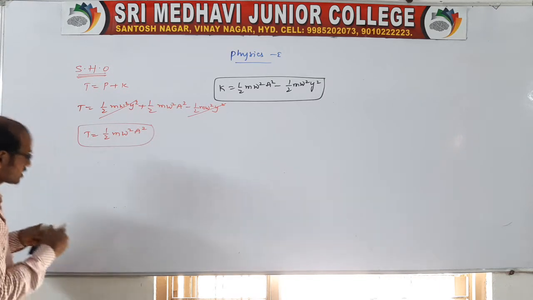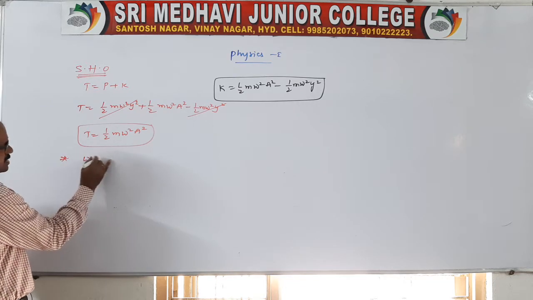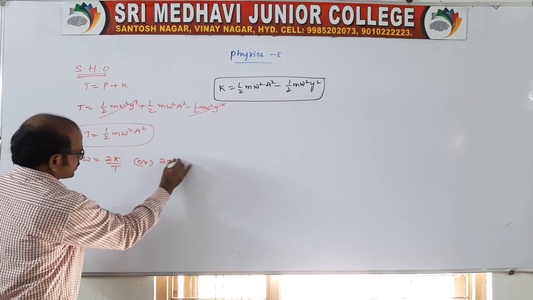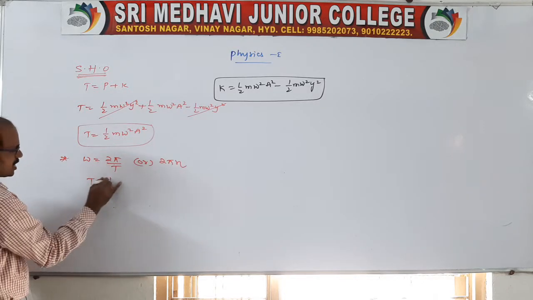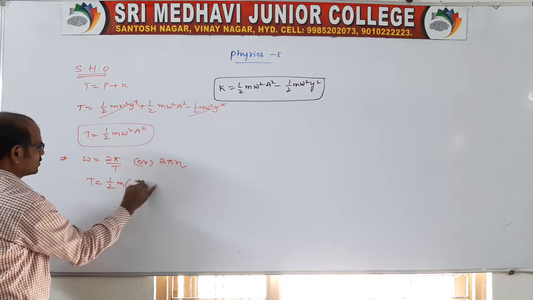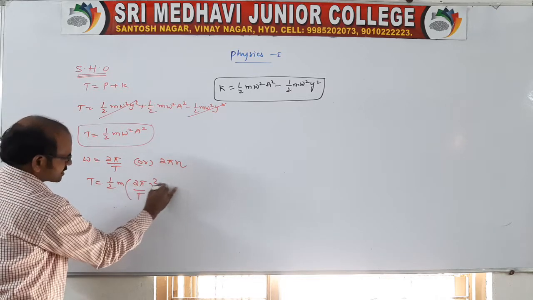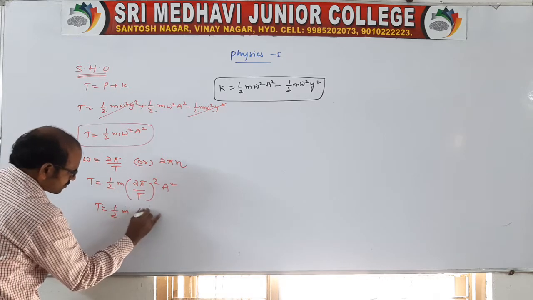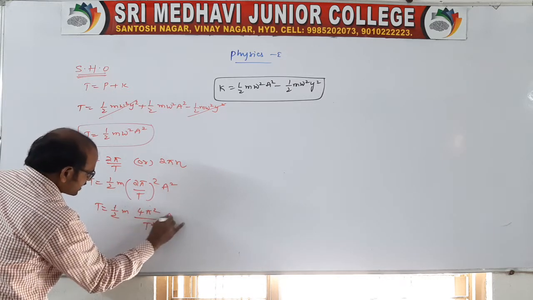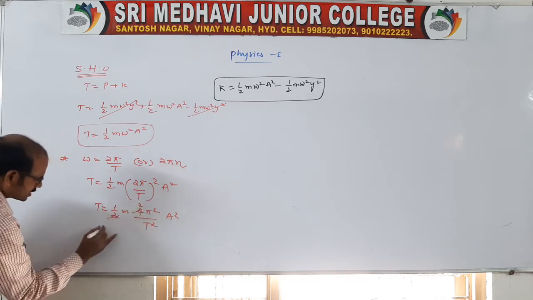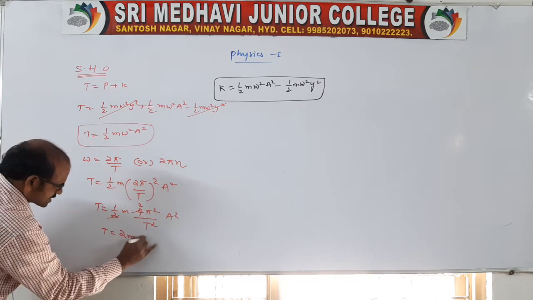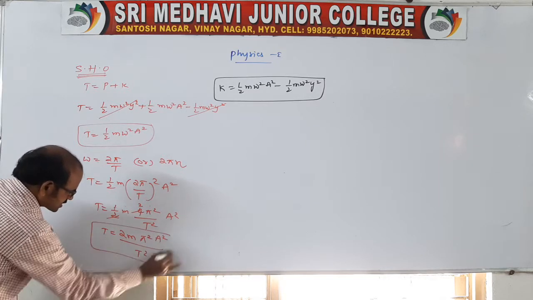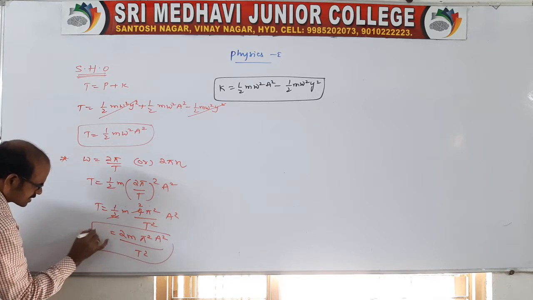Now I want to tell you another form also. Suppose we know omega is equal to 2 pi by T, or we can also take 2 pi n, with n the frequency. Here you write half m, 2 pi by capital T, whole square, a square. So E is equal to 1 by 2 m, 4 pi square by T square, a square. If you cancel 2, then it is 2 m pi square a square by T square. This is the total energy; this is time, don't cancel it.